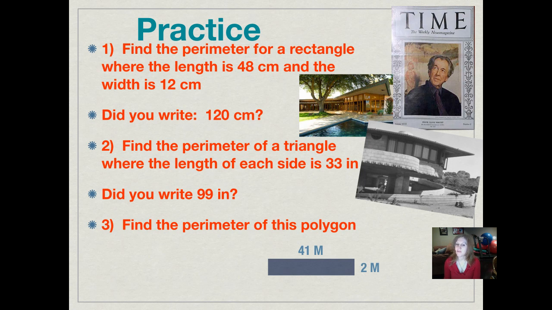Find the perimeter of this polygon, the one that's pictured below. Pause it and push play when you're ready. Did you write 86 meters? 41 plus 41 plus 2 plus 2 equals 86. Don't forget that unit of measurement afterwards, meters.